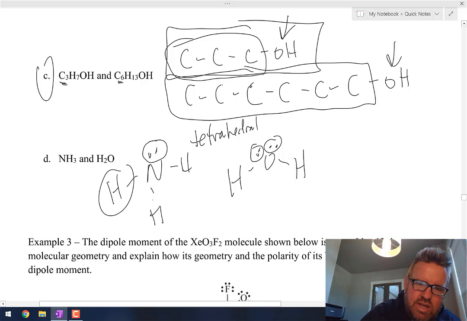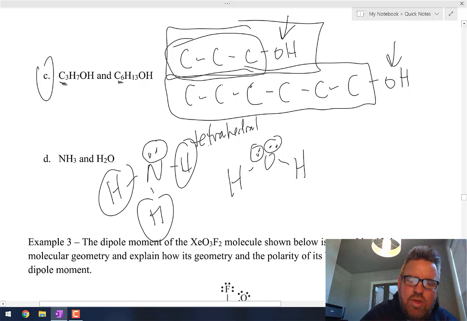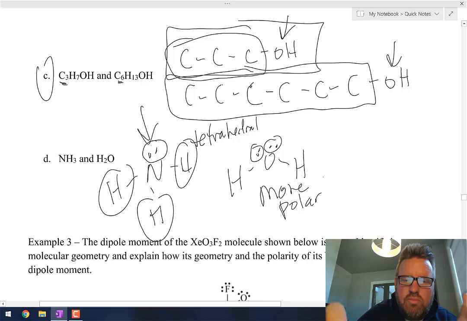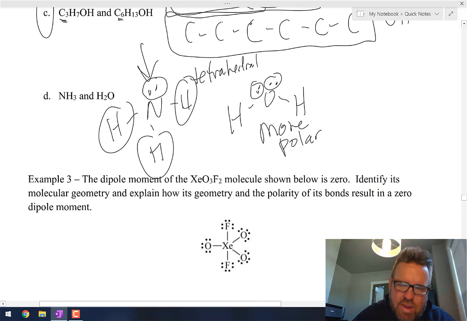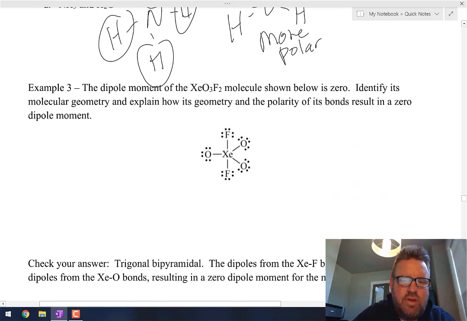This one certainly does have an overall dipole, but again, with those two lone pairs versus just the one here, this one has a larger dipole moment, so this one, water, is more polar due to the greater number of electron pairs, therefore making it more asymmetrical, etc.